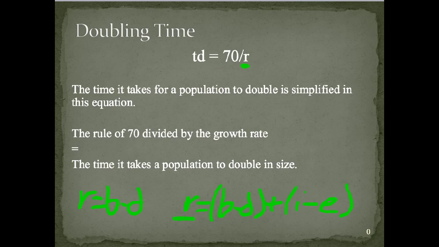Now your R is going to be a percent. But you leave it, here's the weird thing, you leave it as a percent. So say we calculate our births and deaths and we get a percent of 3.5% growth. Now to find doubling time, you keep it as 3.5 and you do 70 divided by 3.5. And that would give you how long it takes for a population to double its size.